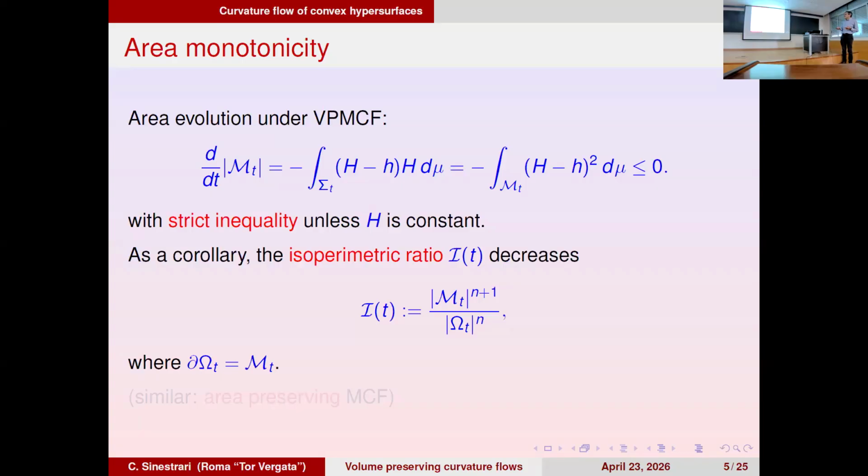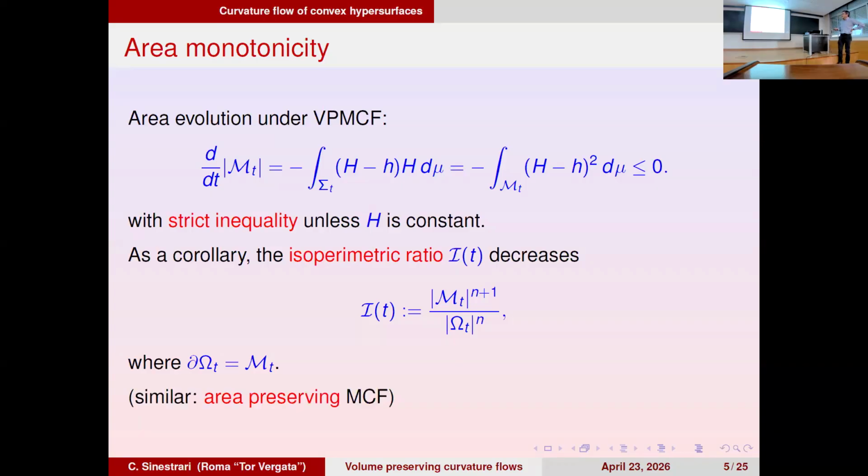As a corollary, since the volume is constant, this scale invariant quantity, which we can call the isoperimetric ratio, so a suitable power of the area divided by a suitable power of the volume, so that it is scale invariant, is decreasing, because the denominator is constant and the numerator is decreasing.